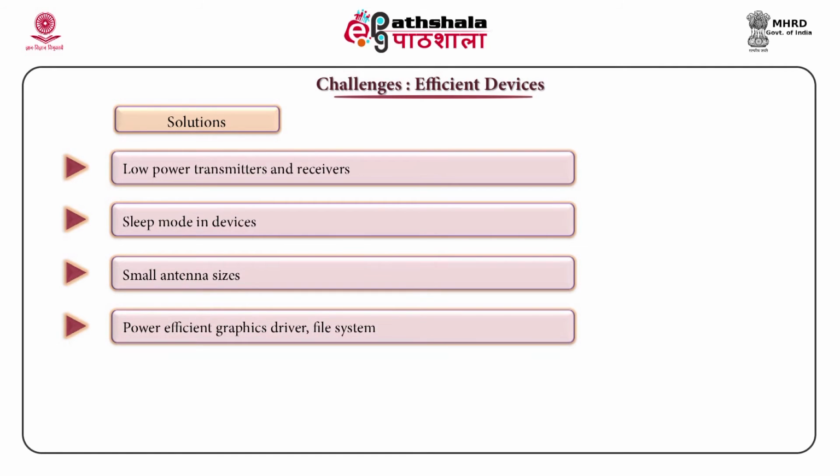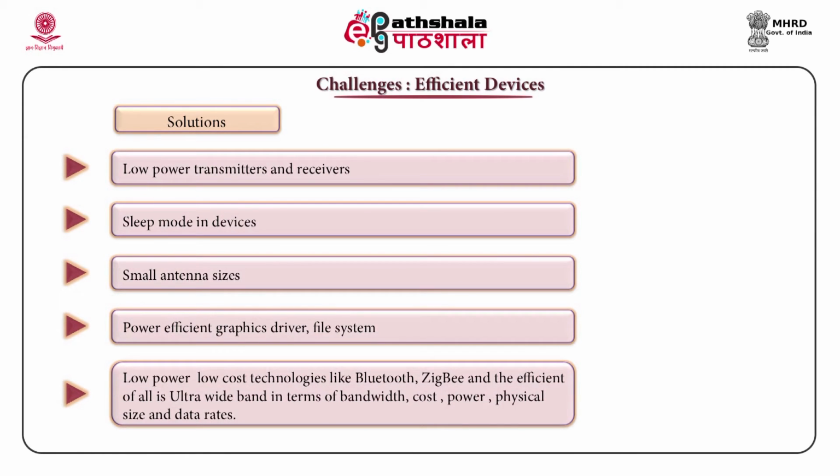At operating system level, power can be controlled by the use of power aware file systems, graphic drivers and other components. Technologies like Bluetooth and Zigbee are designed in such a way that they extract less power from the device. And the upcoming technology ultra wideband, which is used for short range communication, is the most efficient of all in terms of cost, power, physical size and data rates.